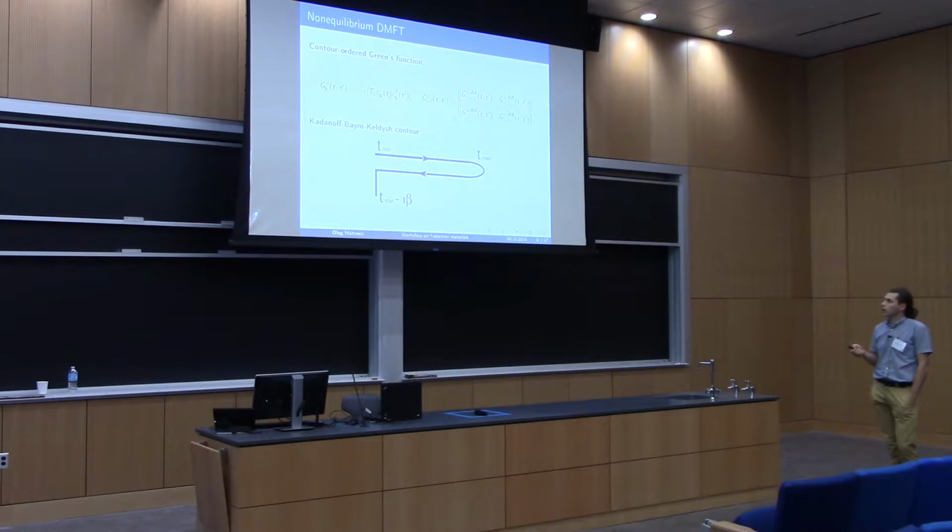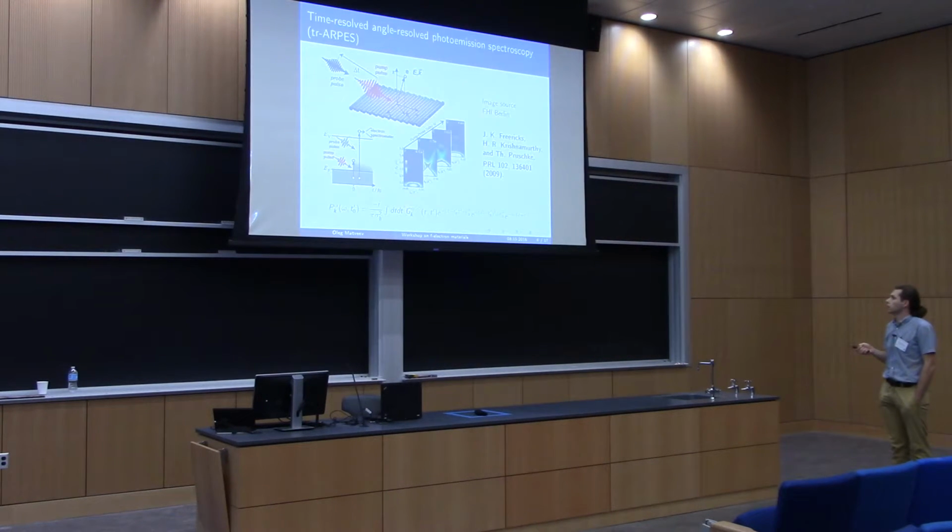And because our Hamiltonian depends on time explicitly, we had to exploit the Keldysh formalism. And it involves this time contour, and depending on which branch of this contour our times lie, we can define different Green's functions, and the so-called lesser Green's function defines the photoemission response.